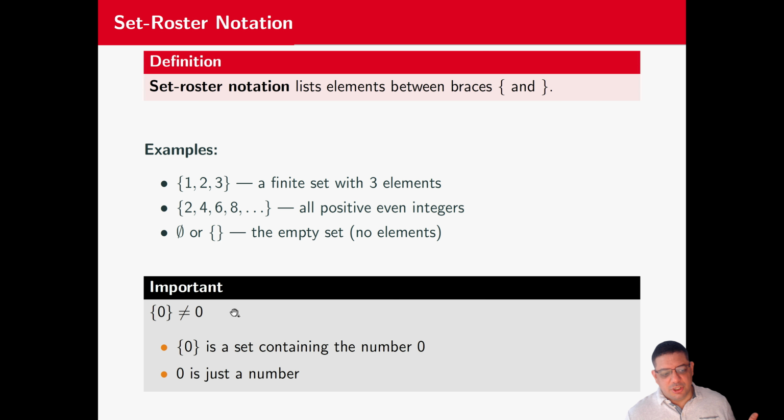It's very important to mention that the empty set is different from 0. For example, the set with 0 inside is different from the number 0. A set is not a number. This is the set containing the number 0, and 0 is just a number. We should also clarify that we might have sets that don't necessarily have numbers as their elements, but something else. They might have fruits or letters or words or many other things, since sets are collections of elements.